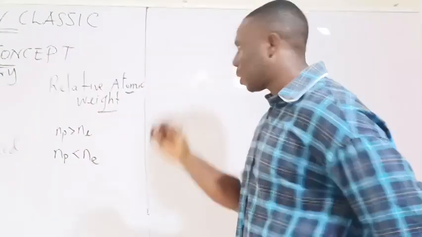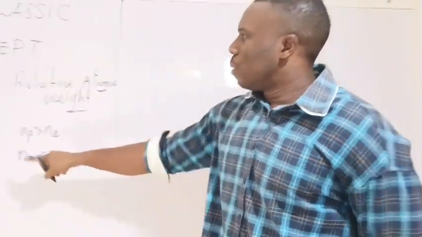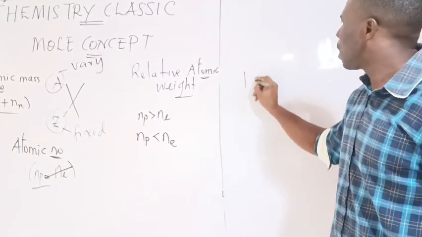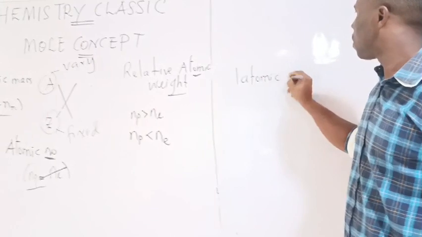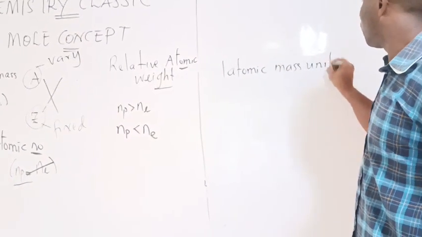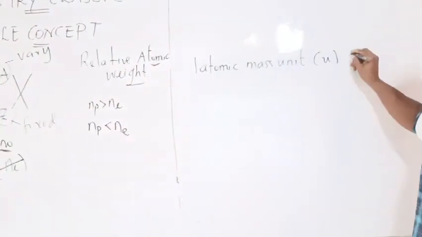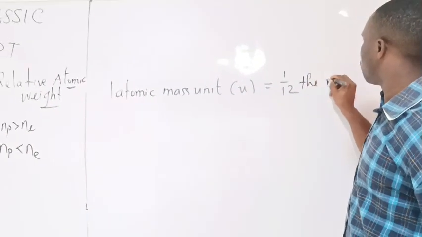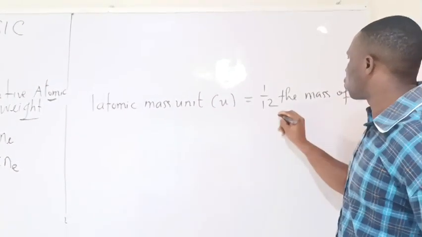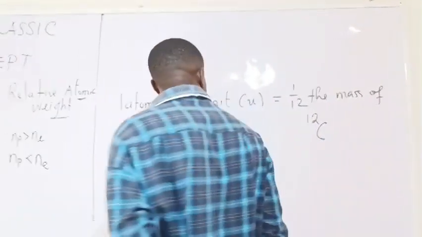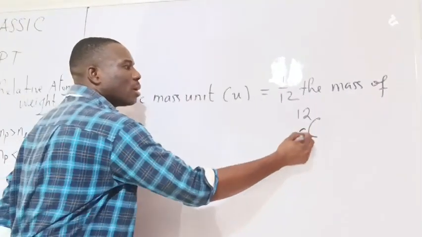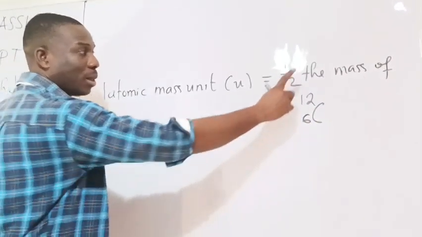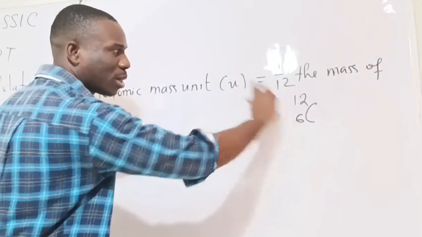So, by the way, let me talk about the unit here. Atomic mass units. One atomic mass unit, which we give the symbol u, is exactly 1/12 the mass of carbon-12. This is the most stable isotope of carbon, right? You have carbon-11, 12, 13, and 14, but the most stable is carbon-12.